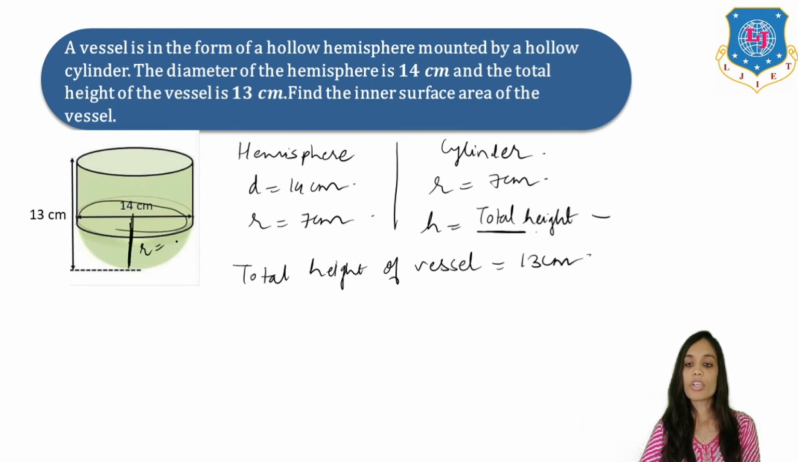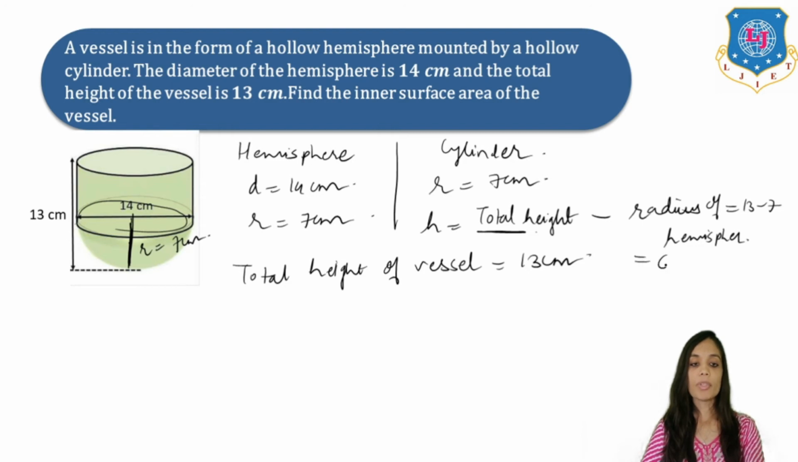So this is also the radius, that is 7 centimeters. So it will be the total height minus the radius of the hemisphere. Fine. So the final answer for H, that is the height of the cylinder, will be 13 minus 7, which is equal to 6 centimeters.